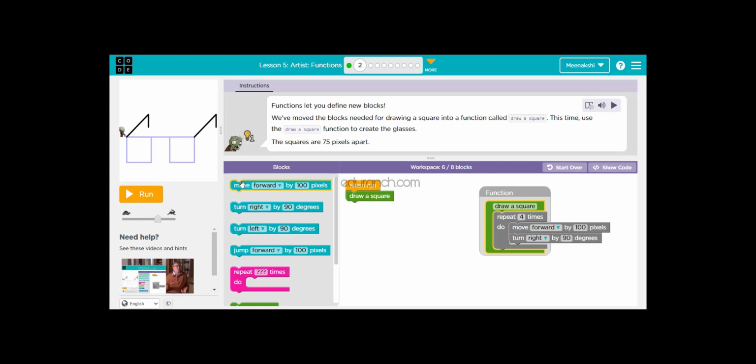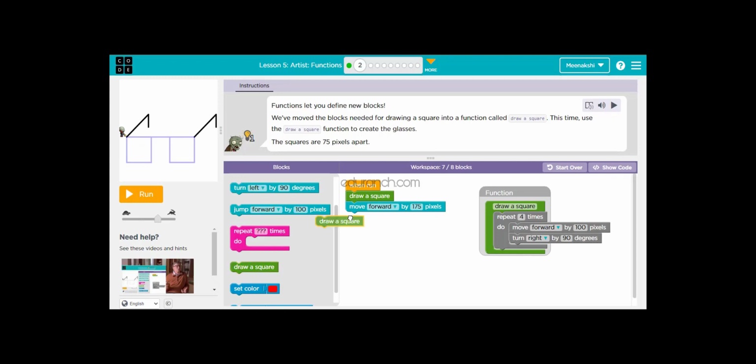So we will move forward by 175 pixels and draw a square again.